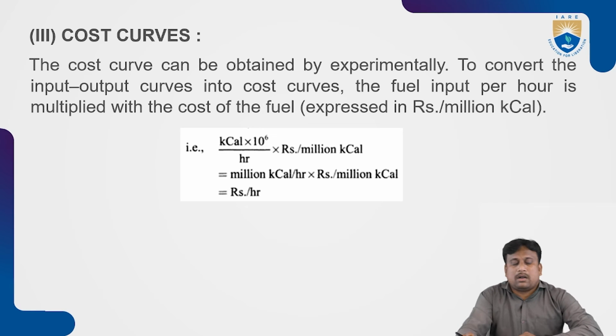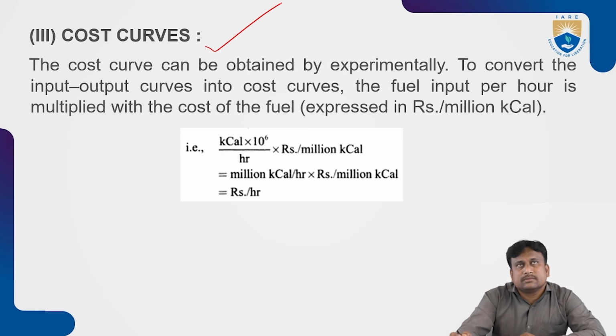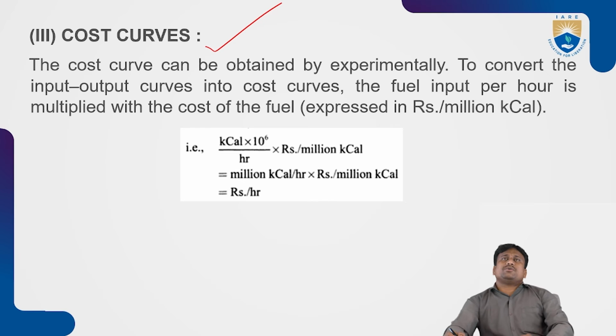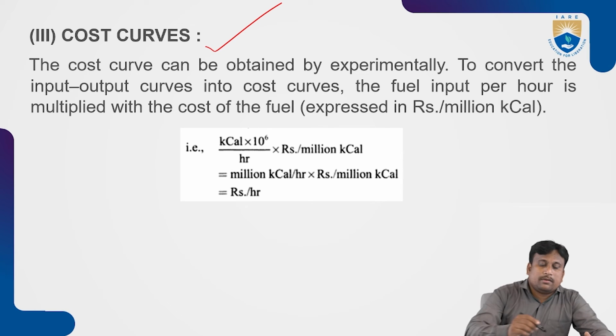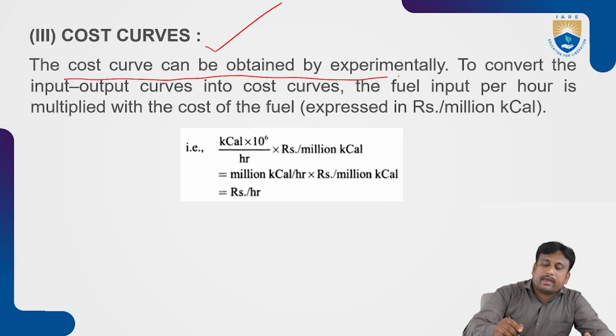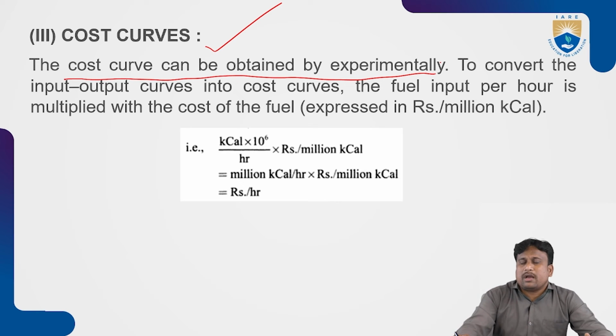The next curve is called cost curves. These are relevant to the economic operation of the power system network. We are defining the economic dispatch problem. So cost curves will define the economic dispatch problem. These are obtained experimentally. How can we obtain this?